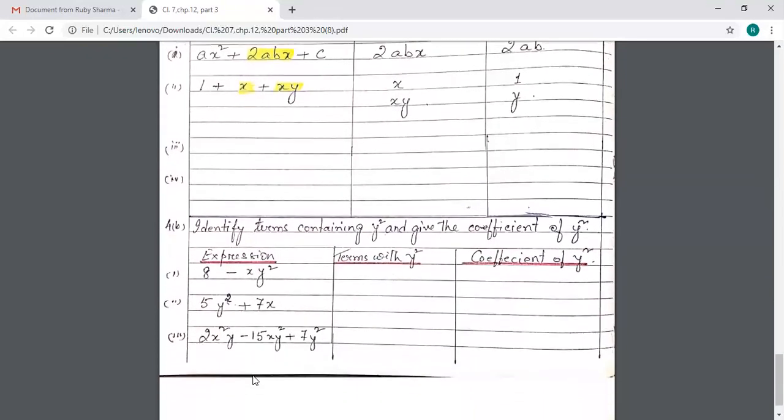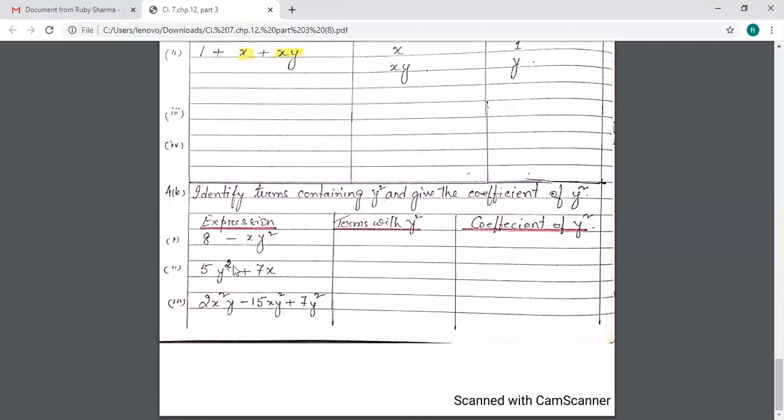Now the last part. Identify terms containing y square and give the coefficient of y square. So you write down expression 8 minus xy square. So which is the term containing y square? This is the term containing y square. So here you write minus xy square. And what is the coefficient of y square? Minus x. So here you're going to write minus x.